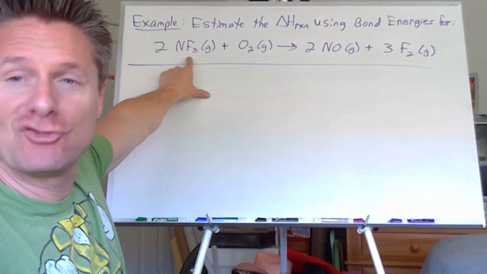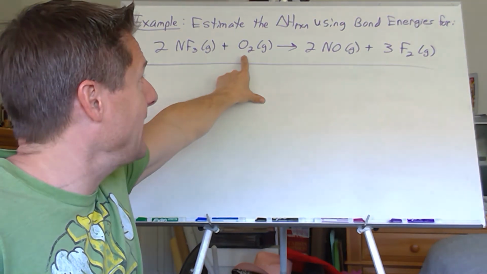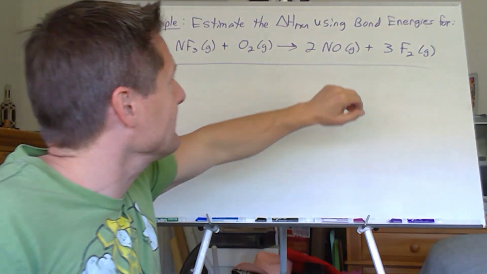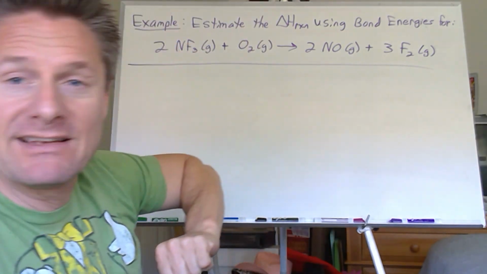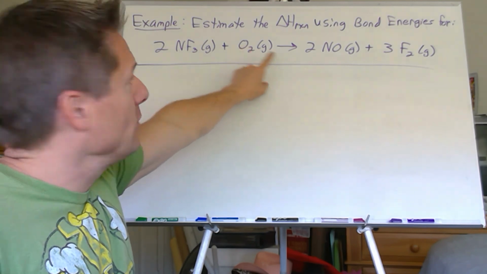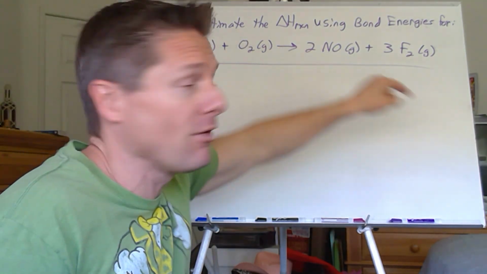Let's say we have nitrogen trifluoride in the gas phase, reacting with diatomic oxygen gas, giving us nitrogen monoxide gas, nitric oxide, and diatomic fluorine gas. So we've got 2 NF3s, 1 mole of O2, 2 moles of NO, and 3 moles of F2. So you have to account for the coefficients.